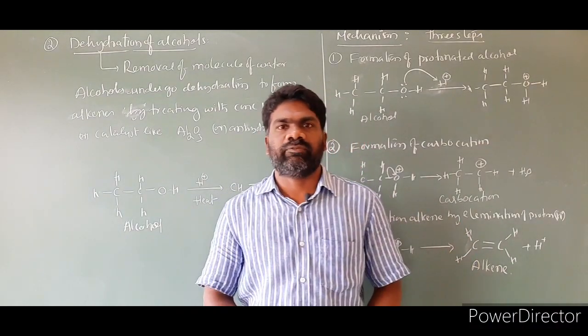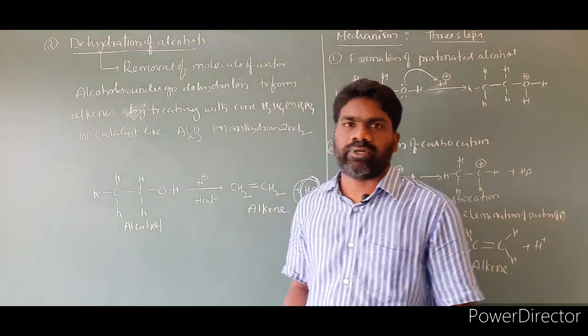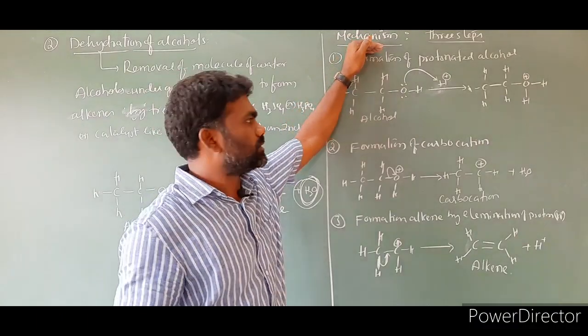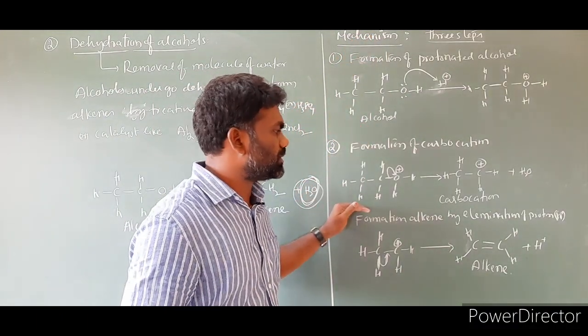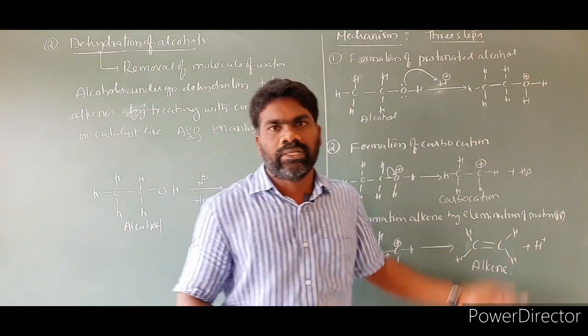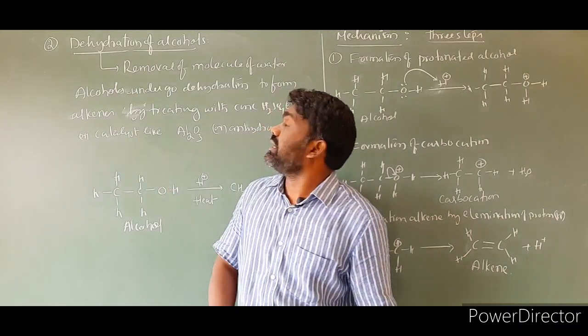So the mechanism of formation of alkenes from alcohols involves 3 steps. Step 1 is formation of protonated alcohol. Step 2 is formation of carbocation, and step 3 is formation of alkene by elimination of proton. So this is a 3-step mechanism. This is the dehydration of alcohols.